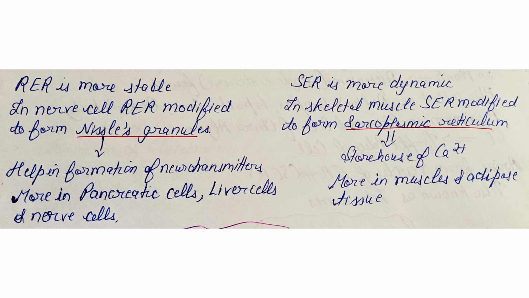Rough endoplasmic reticulum in the nerve cells is modified to form the Nissl granules. The Nissl granule is the modification of rough endoplasmic reticulum. RER is present abundantly in pancreatic cells, liver cells, and nerve cells, whereas the SER is a dynamic structure as it is composed of lipids. And in the skeletal muscles, the SER is modified to form the sarcoplasmic reticulum. So the endoplasmic reticulum of the muscle is known as sarcoplasmic reticulum. It is the storehouse of calcium ions. SER is abundant in muscles and adipose tissue.